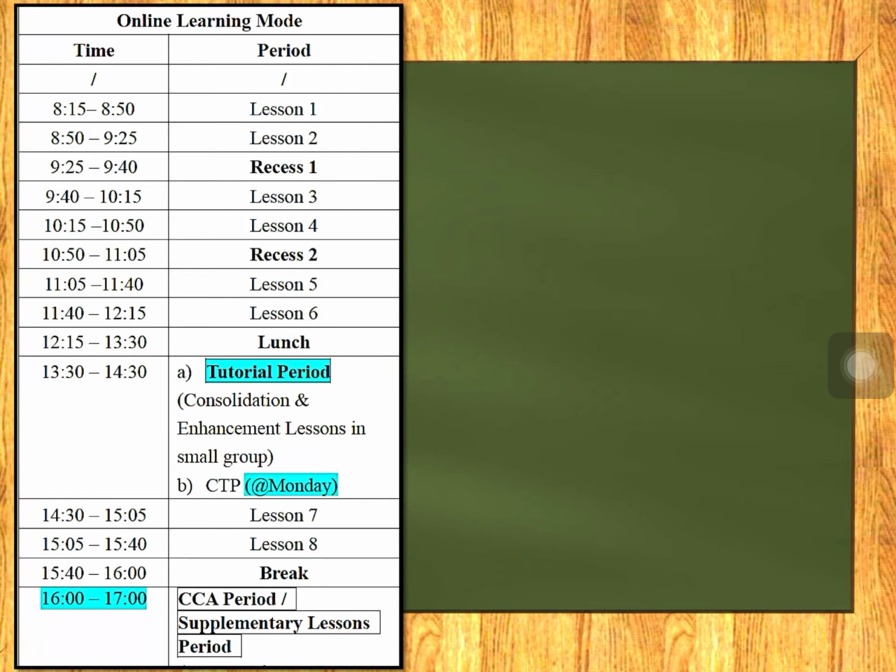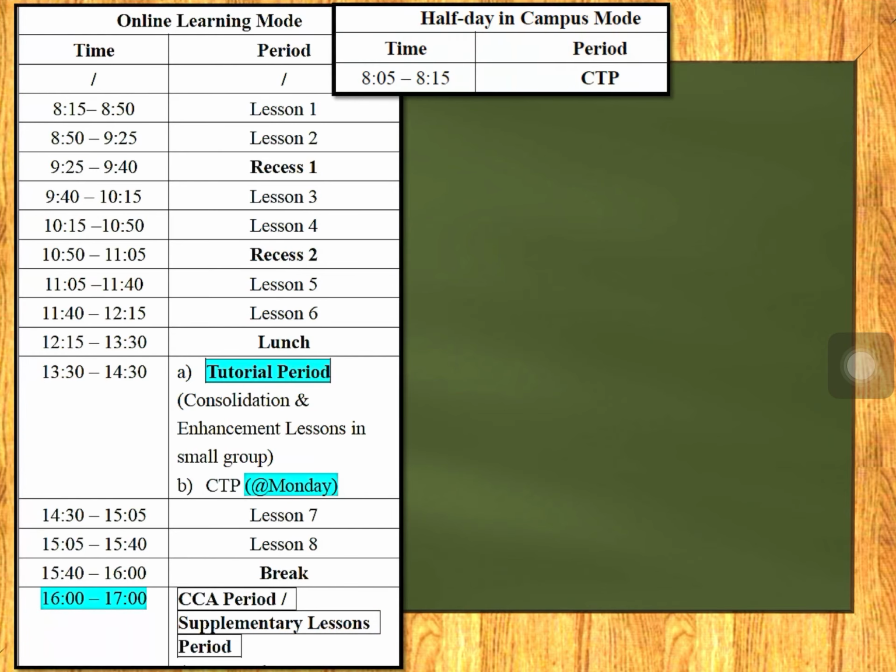Now, let's move on to the half-day in-campus timetable. In case face-to-face lessons resume later on for some forms or even for all, you will follow a similar schedule with a few adjustments made. As you can see, the day still starts at 8:15 a.m., but this time you will have the class teacher period to begin your school day with, every day. The lesson and break durations remain unchanged.